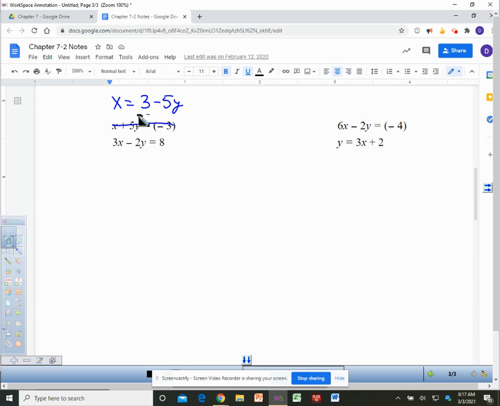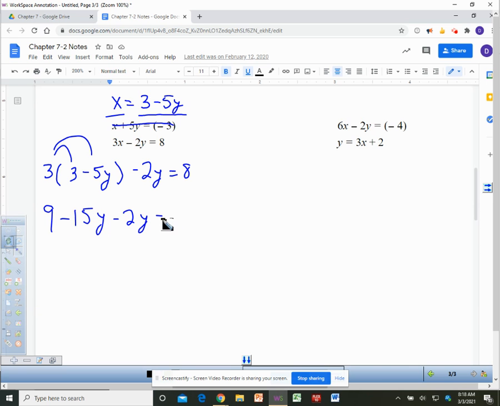So then I take this, and I'm going to plug this into my equation. So every time I see an x, what am I going to change it to? 3 minus 5y. So 3 times 3 minus 5y. Make sure you put it in parentheses. Minus 2y equals 8. So then I have to distribute. 9 minus 15y minus 2y equals 8.